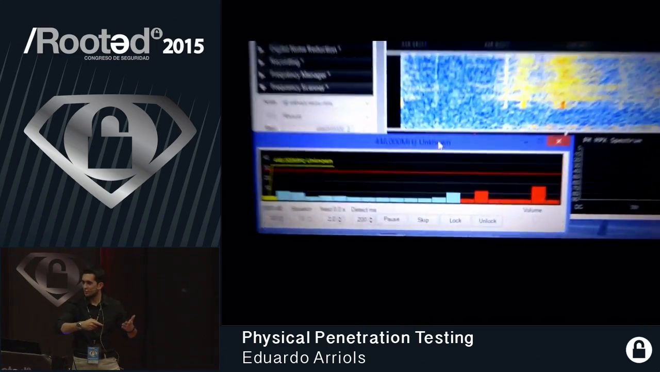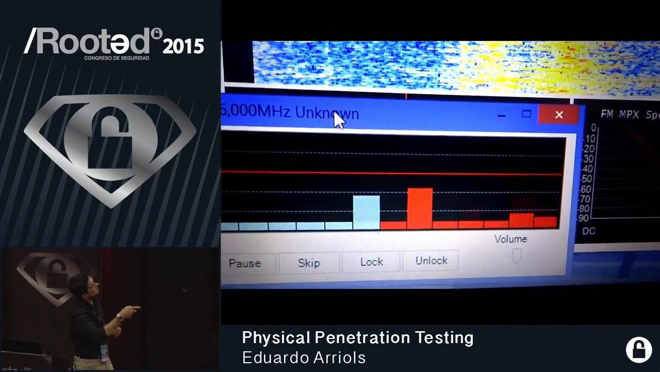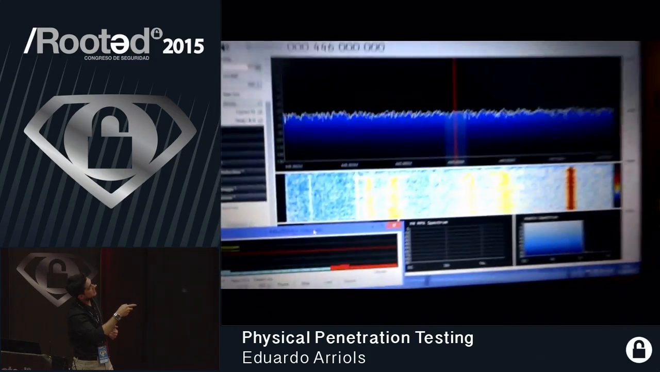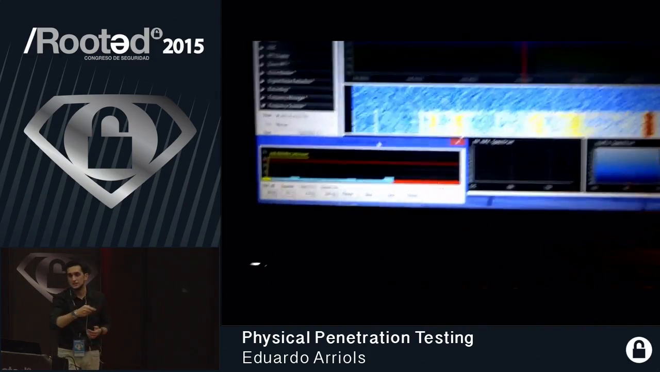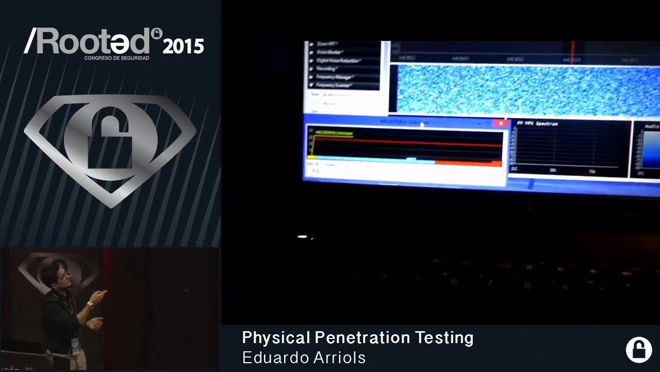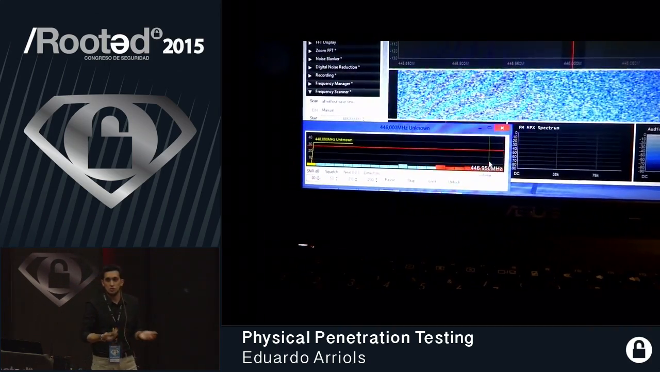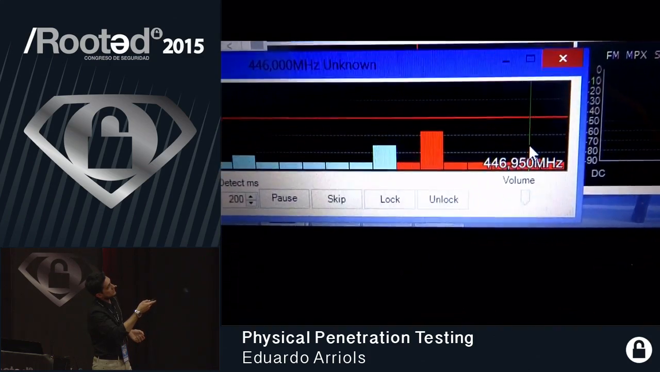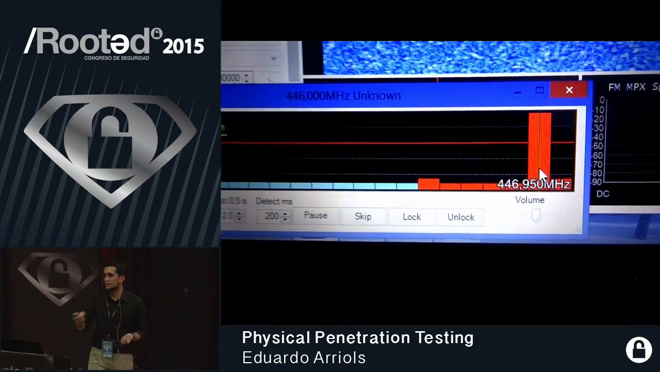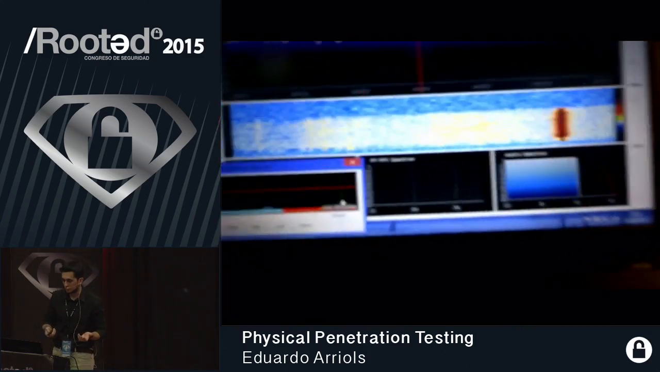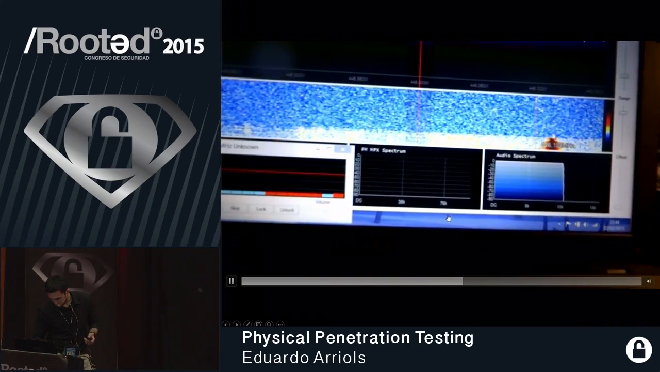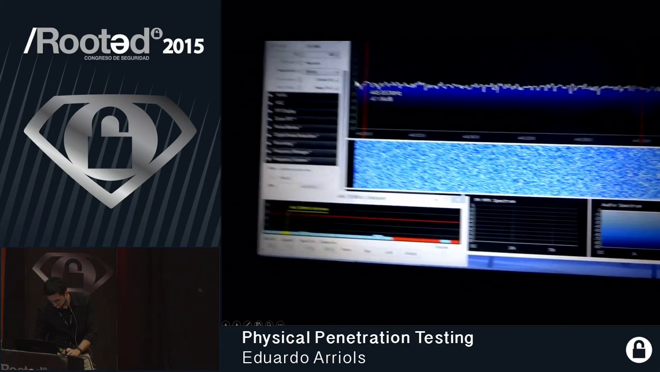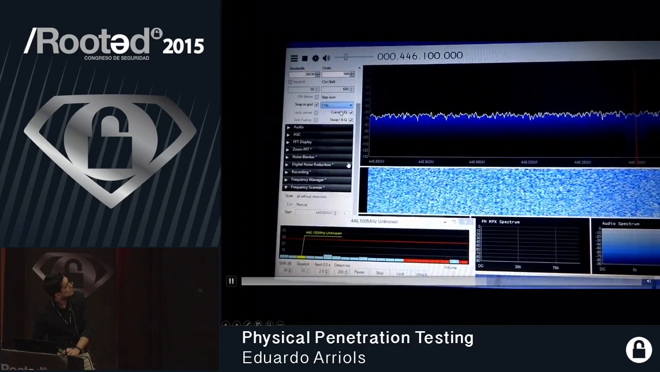this is the testing that I did myself. And then when it goes over this line, this is a plugin of this program, and it tells you if it goes above this line, there is a person talking. Okay, you see it goes over the line, it tells you about the frequency, and then you listen to the person.